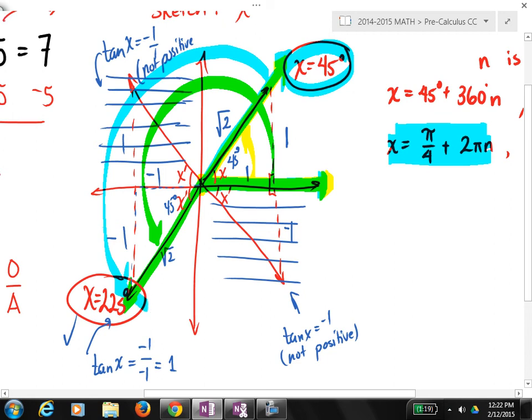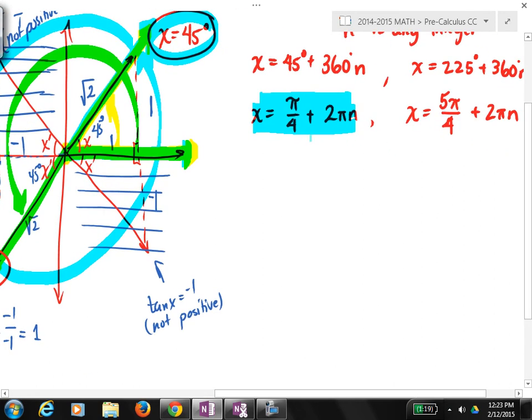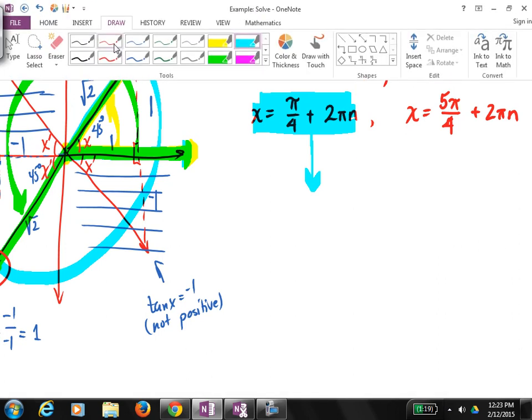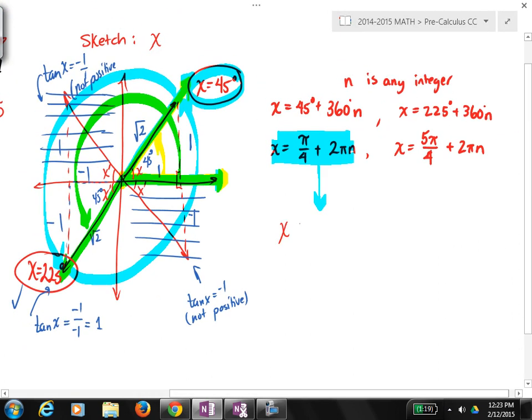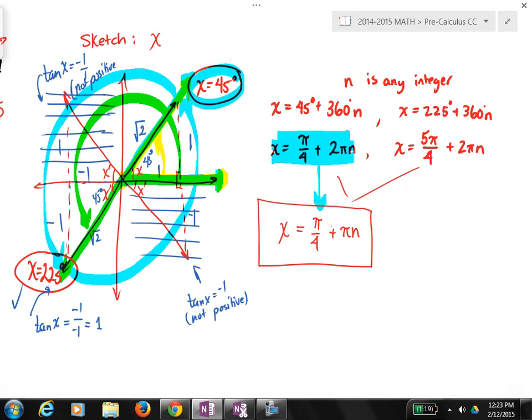180. What happens if I go back to my answer? How many degrees is that? From here to here is 180. So if I keep adding 180 to the 45, it's going to give me all the answers that I just gave. So sometimes the book uses this answer and says the following. They write x is equal to pi over 4 plus just 180, which is pi times n. The book simplifies both of these to just that one answer because of the symmetry that happens in the sketch.